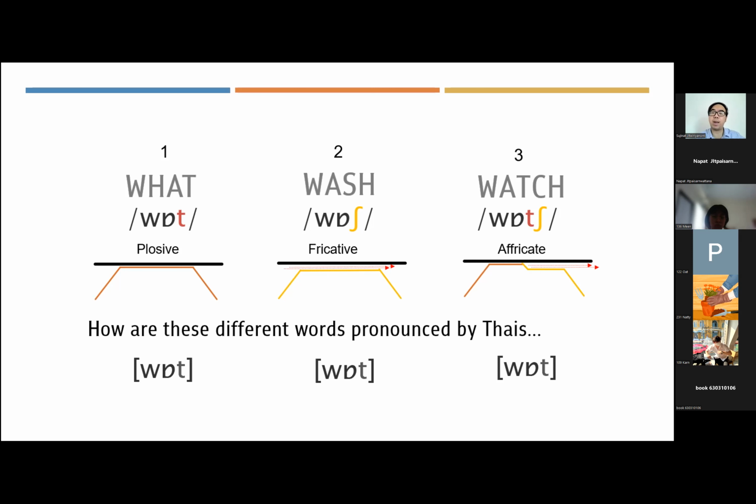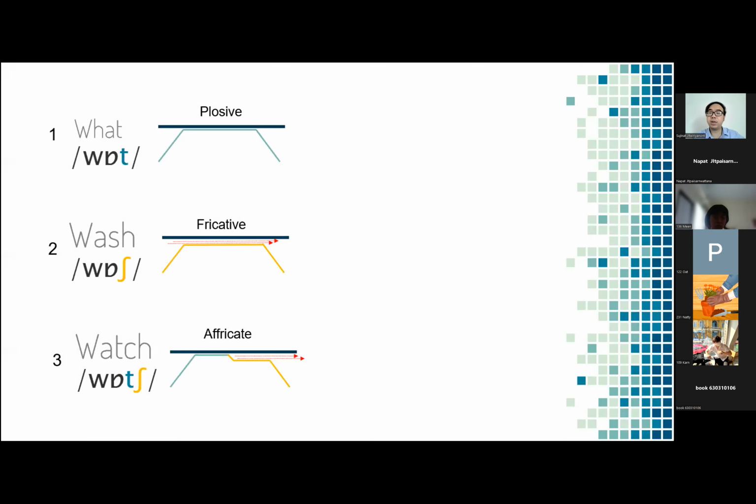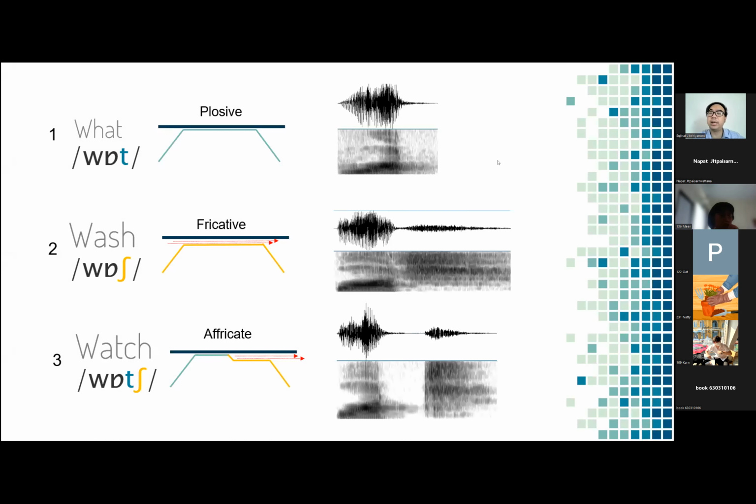So the sound spectrogram, or the voice print, or the tools that we use to investigate the visualization of the sound can play an important role. If you look at the sound spectrogram, you will see that these 3 words are realized acoustically differently. The first one is for stop sound, what. You can see like the silence of the signal.